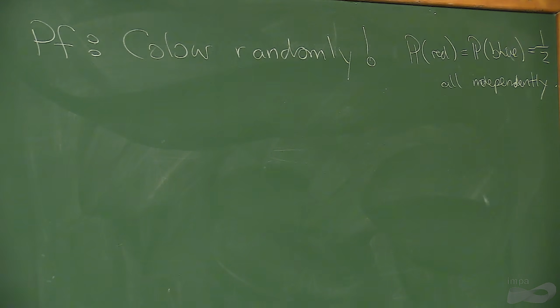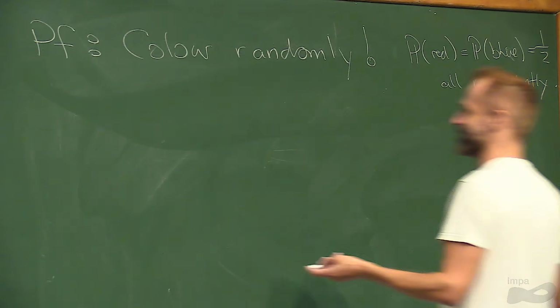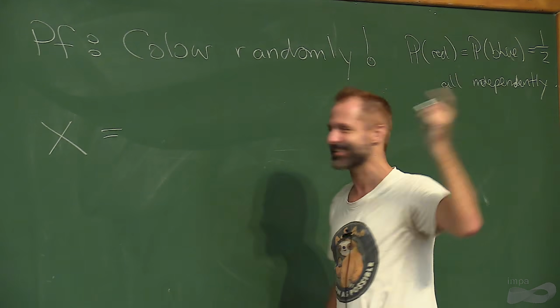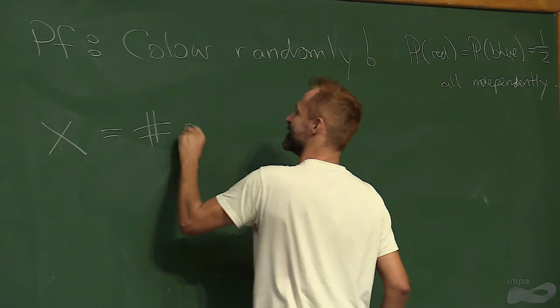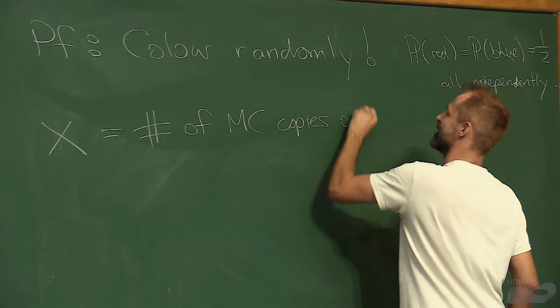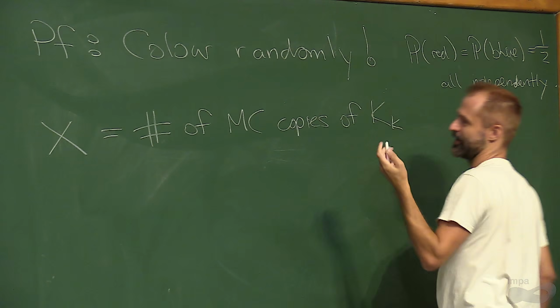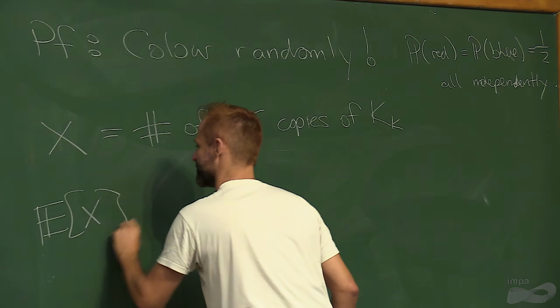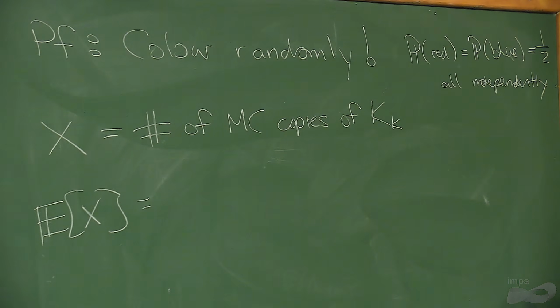Okay, we've colored randomly. Okay, why is this good? The same thing every time. We're going to define a random variable. Thank you, excellent. Number of monochromatic copies of K_k. And then calculate the expectation. What is the expectation?